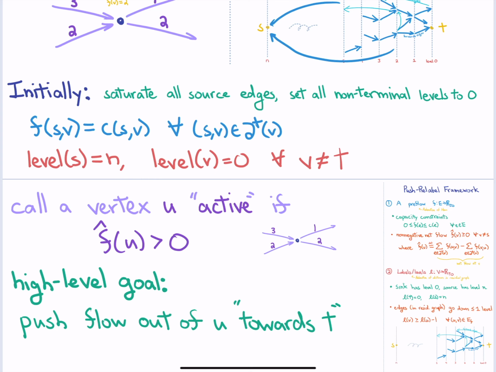Whenever a vertex has extra water, extra flow sitting on it, we call it active. So the algorithm is always going to choose some active vertex that has a little extra water, and it's going to try to push water out if possible.